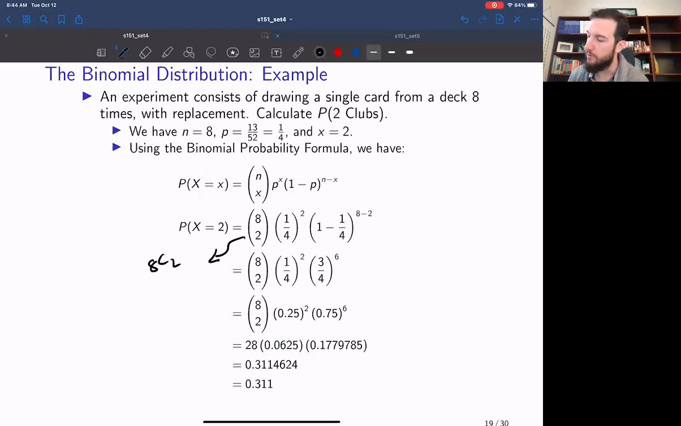So we have 8 choose 2 times 1 over 4 to the 2 times 1 minus 1 over 4 to the 8 minus 2. From this point, we're just solving for the values of interest, right? So 8 choose 2 is equal to 28. Okay, 0.25 to the 2 is equal to 0.0625. And 0.75 to the 6 is 0.1779785. You multiply those together, and here's your probability of getting 2 clubs across 8 draws from a deck with replacement.